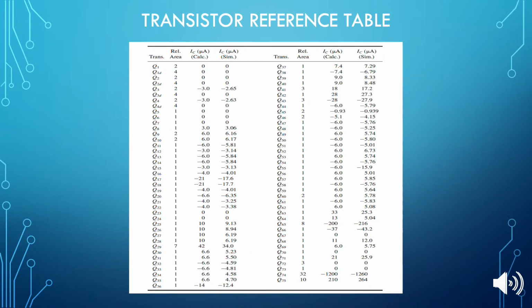This transistor reference table was used when building the circuit so that I would know what the relative area was for each transistor being put within the op amp and be able to see what the calculated collector current would be versus the simulated collector current, so that I could match the values to what I was getting on my simulation to see if my circuit was working correctly or not.